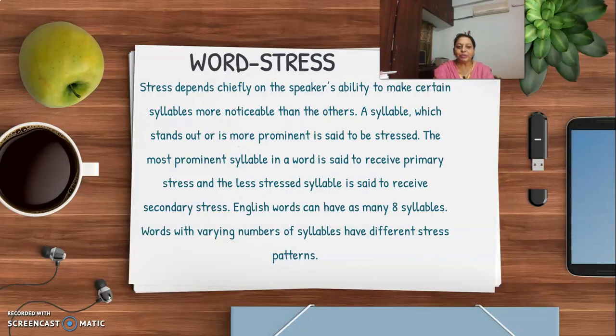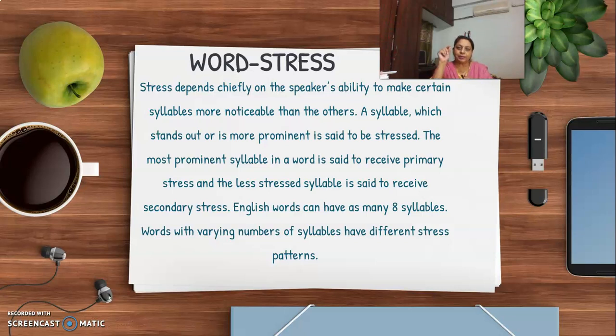Now moving on to word stress. Stress depends chiefly on the speaker's ability to make certain syllables more noticeable than others. A syllable which stands out or is more prominent is said to be stressed, and there are 2 types of stress, primary and secondary. So the one which receives more stress is called primary stress, and the one which receives less stress is called the secondary stress.